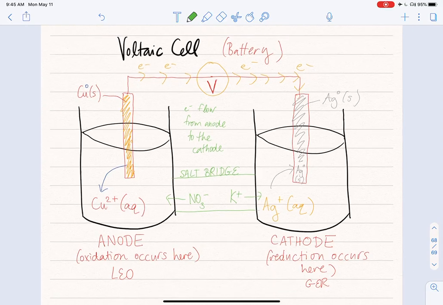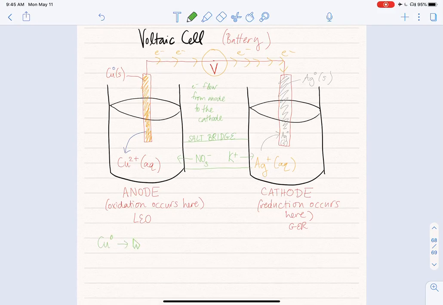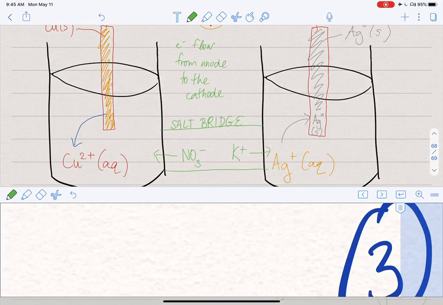Okay, so as this redox reaction progresses, the half reaction that occurs at the anode is the oxidation of copper. So copper 0 is going to copper 2+ with a consequent loss of 2 electrons. At the cathode, the half reaction that happens is that silver +1 is gaining an electron to make silver 0, and that plates out onto the electrode.